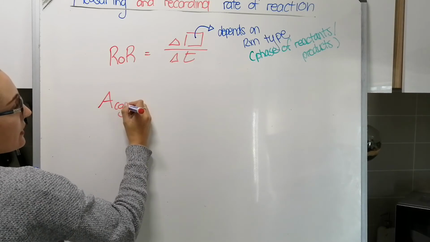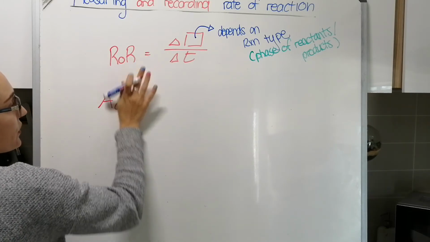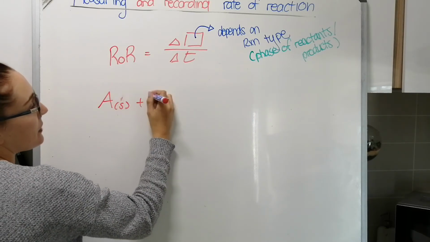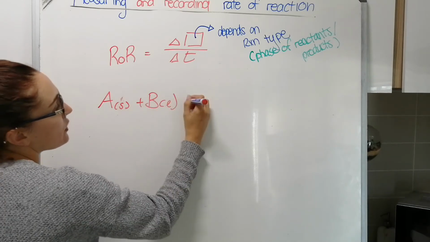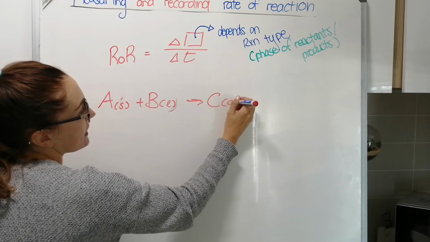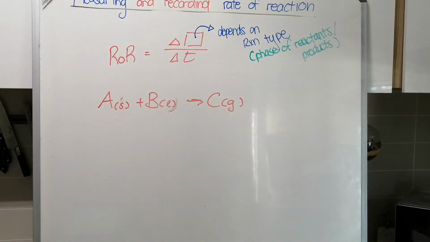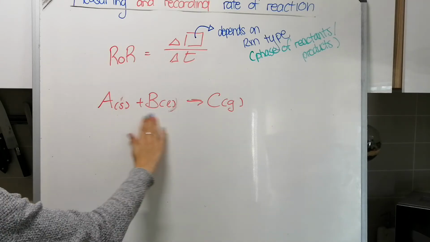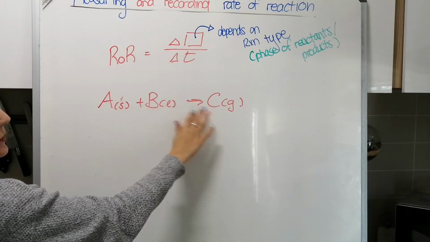A, which is a no, let's not do that. Let's say we've got A, which is a solid, plus B, which is a liquid, forming C, which is a gas. Okay, if we had a scenario like this, then you can see that we've got a solid and a liquid reacting to form a gas.